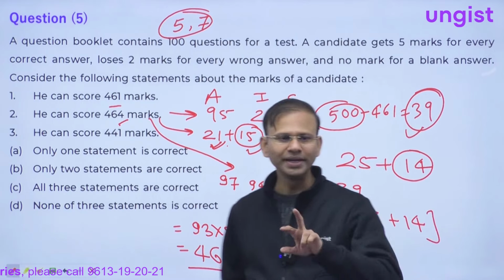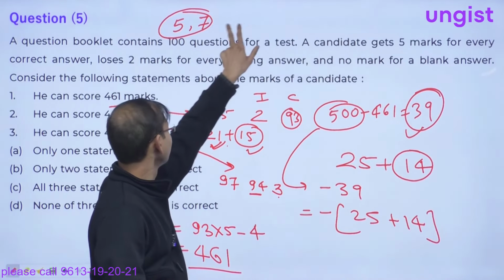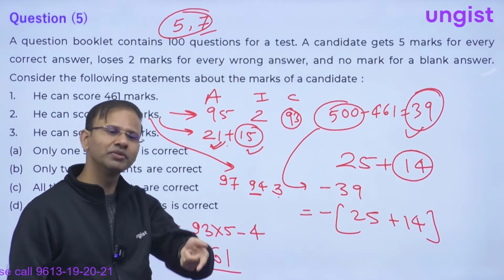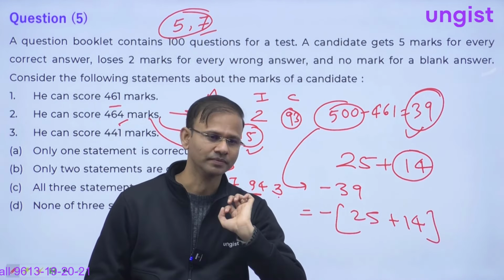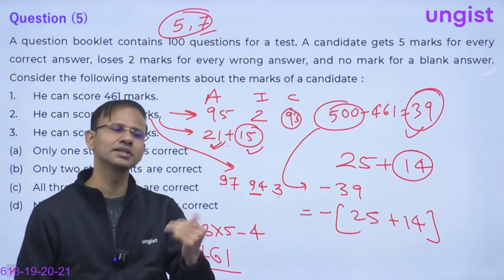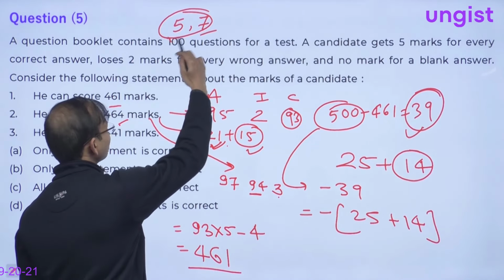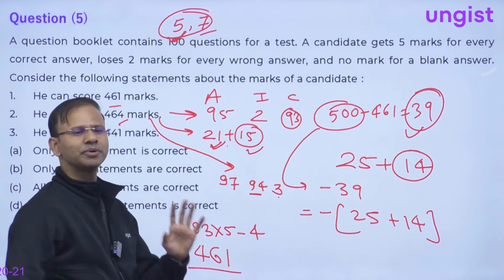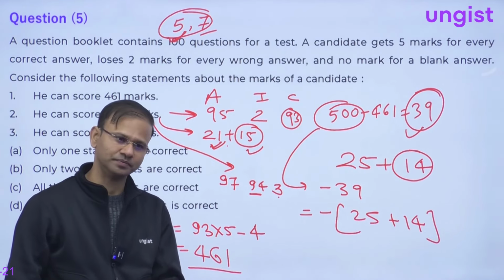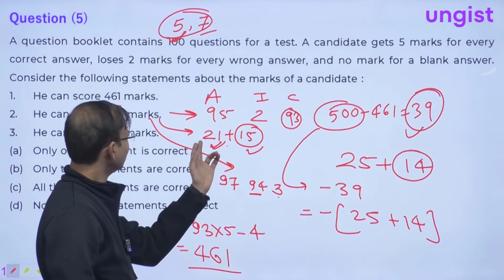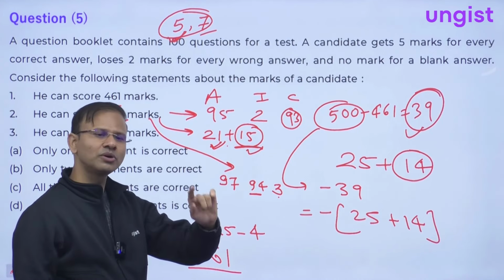See, the thing is, what is 21? Minus 7 is the penalty for a wrong answer. So minus 21 will be the penalty for 3 wrong answers. It means 3 questions are wrong. And sorry, 5 is the penalty for not attempting a question. So here, 15 is the penalty for 3 unattempted questions.